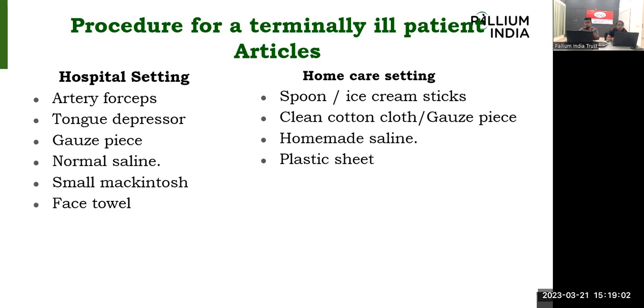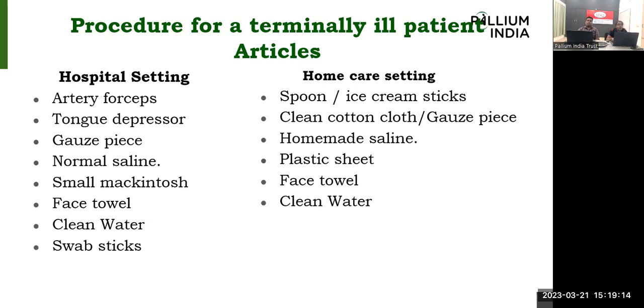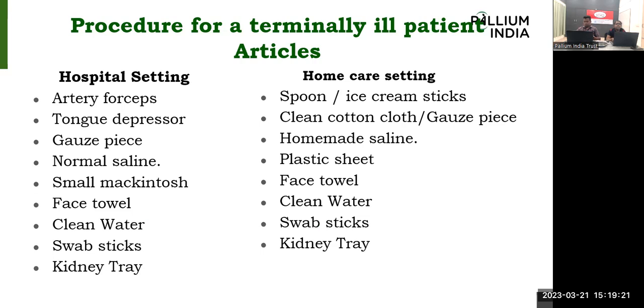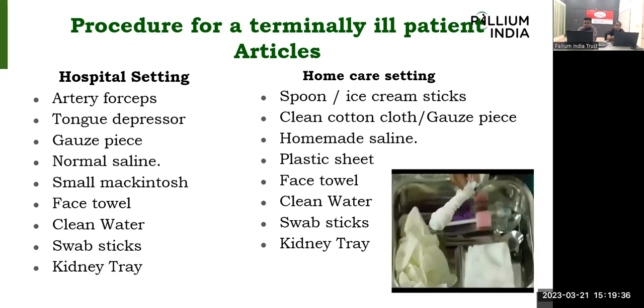And a face towel. The patient's family always has a face towel, any towel you can use. Clean water. We need clean water for cleaning after cleaning with normal saline, and soap sticks also. So these are the articles needed for mouth care for terminally ill patients. You can see the hospital settings and the home care settings. What are the differences between them?